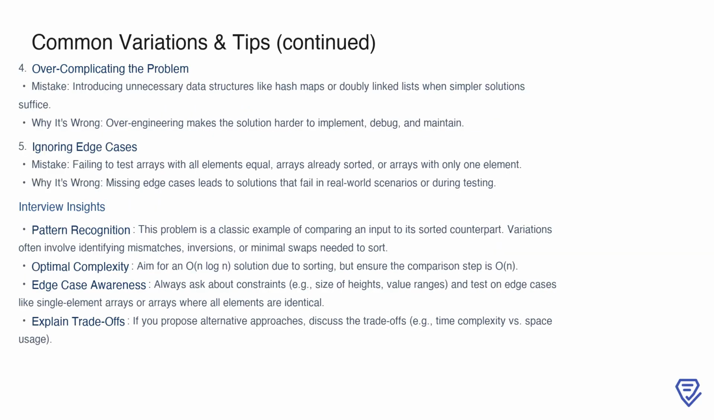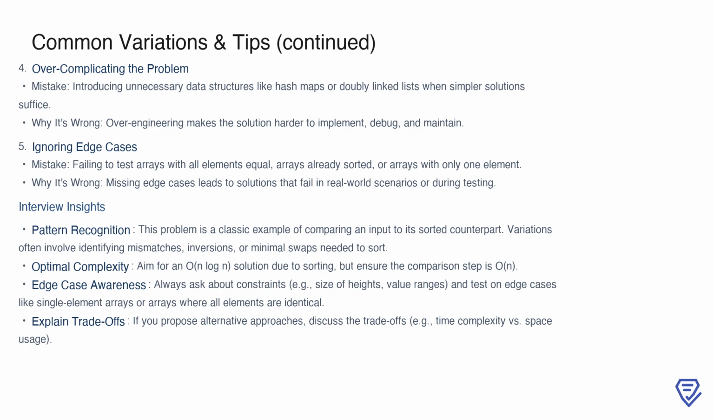Now, another frequent pitfall is overcomplicating the problem by introducing unnecessary data structures such as hash maps or doubly linked lists. While creative, these approaches often make the solution more complex than it needs to be, adding unnecessary overhead in implementation and debugging. Simpler solutions, like directly comparing arrays, are typically sufficient. Ignoring edge cases is another major issue. For instance, you should test scenarios like arrays where all elements are equal, arrays that are already sorted, and arrays with only one element. Overlooking these can cause your solution to fail in real-world usage or during testing.